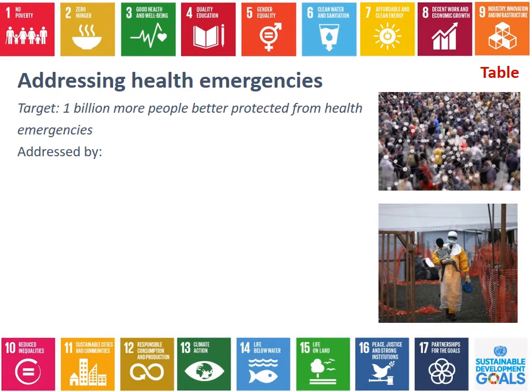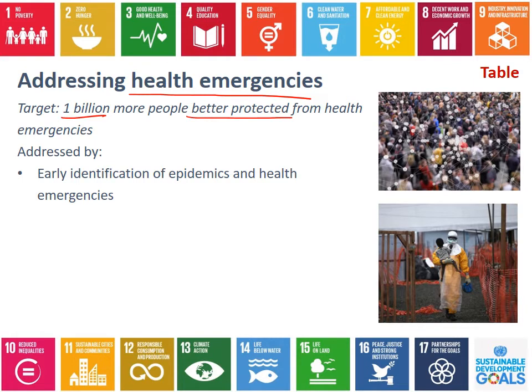The next priority is addressing health emergencies. Again, this year is a pretty huge example of this. The target for this is 1 billion more people better protected from health emergencies. This is being addressed through a few different ways. One is the early identification of epidemics and health emergencies. COVID being a great example of that. The first case was diagnosed in China in late December, and by I think the 5th of January, the World Health Organization had declared that an emergency. They already knew that this was going to be big and it was going to travel around the world.